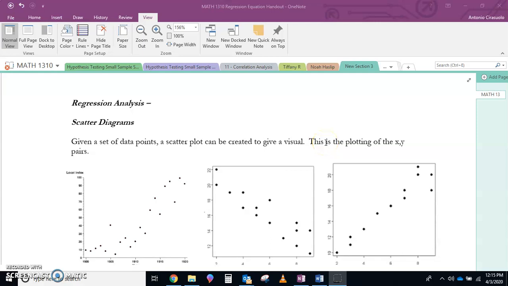All right, guys. Today we're going to be looking at regression analysis, and it's really pretty straightforward. And what is a regression analysis? It is the process of finding the equation, the model that fits the data points. Basically these are scatter diagrams, and they are the XY pairs being plotted on the graph.